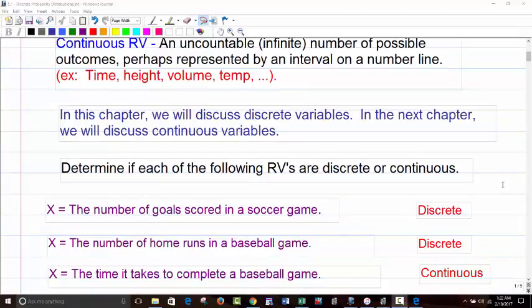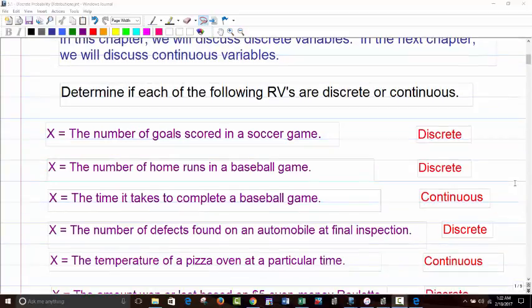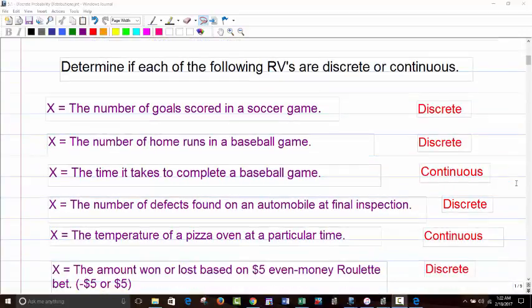Now these examples are just asking if a random variable is discrete or continuous. The number of goals scored in a soccer game, discrete. The number of home runs in a baseball game, also discrete. In other words, those are both countable measures, and the "number of" actually gives it away too. The time it takes to complete a baseball game, that would be continuous. Number of defects found in an automobile at a final inspection, that would be discrete, countable.